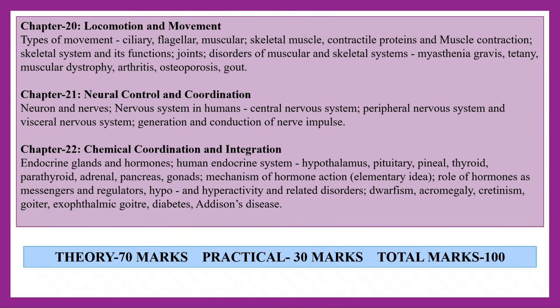Chapter 22. Chemical Coordination and Integration. This chapter explains the endocrine system, how hormones control body function. We will study endocrine glands like pituitary, thyroid, adrenal, pancreas, and gonads along with the hormones they release and their function. Diseases like diabetes, goiter, and Addison's disease are also important to remember.